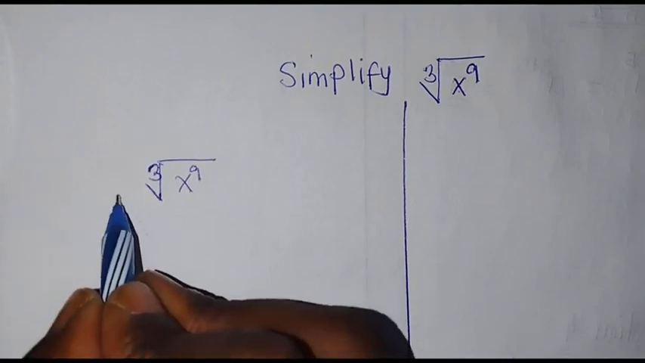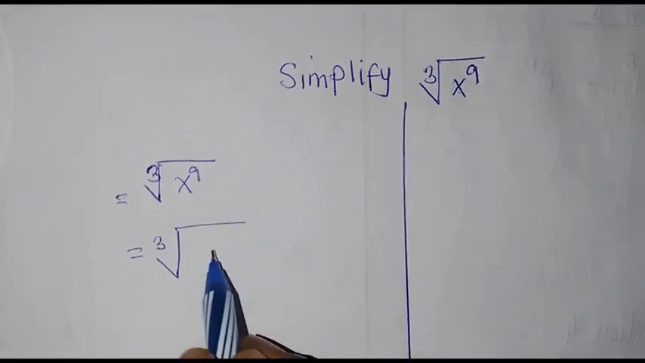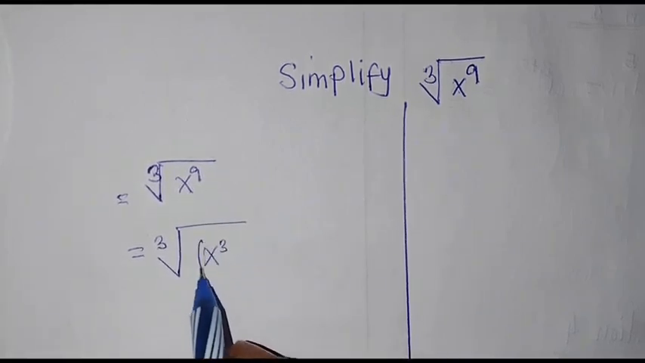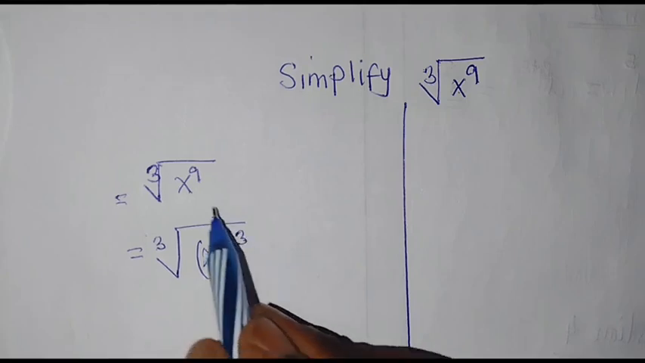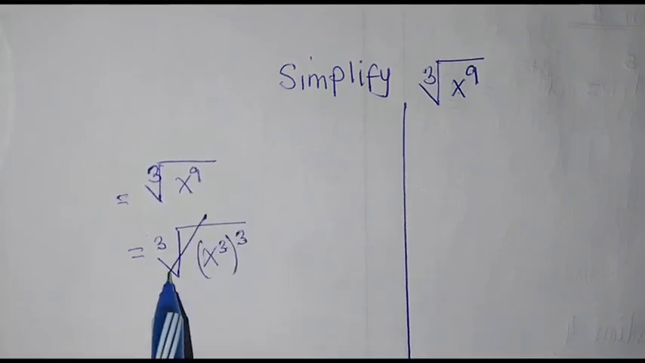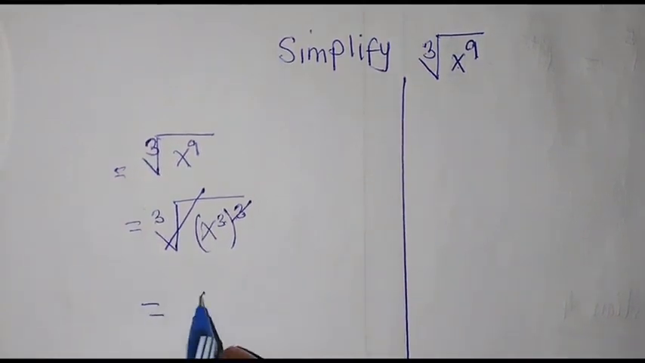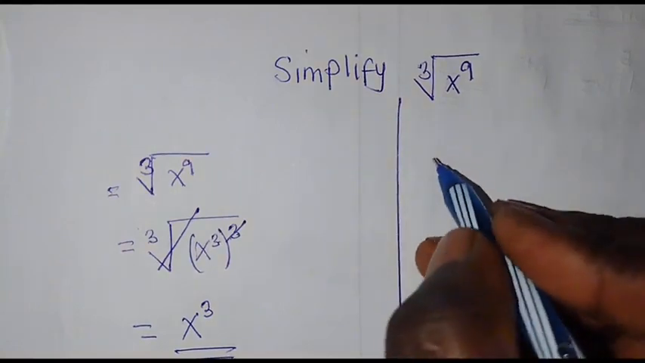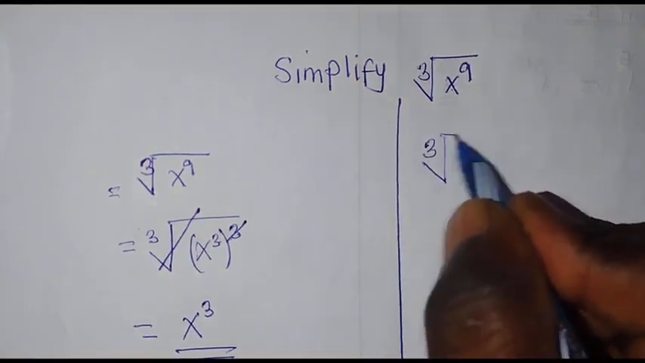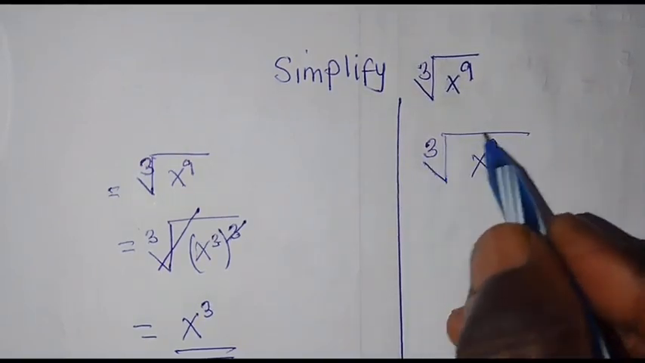So here we can write the third root of x power 3 in brackets, again raised to the power of 3, because 3 times 3 gives us 9. So this third root and this 3 will cancel. We are going to remain with x power 3 as our answer. Again, the second method that you can use, we can write third root of x power 9. So we can rewrite this one.